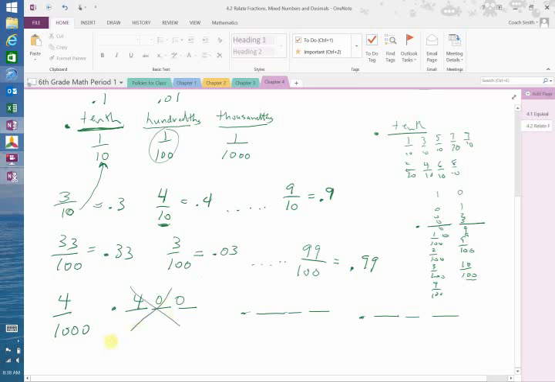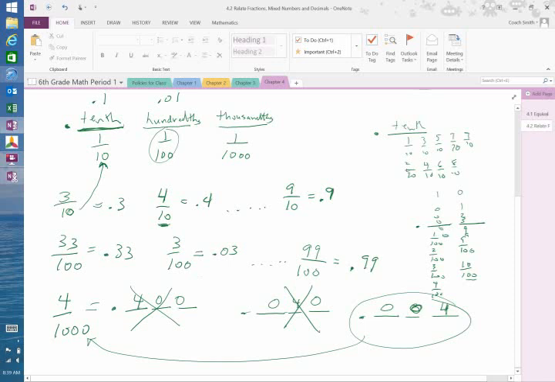400. So that's not it. I can put the 4 here and put a 0 there and a 0 there, but what's that number? 40. So that's not it. So the only place I have left is there, and put zeros there and there. What's that number? 0.004, which is the correct answer. That is what this is equal to.